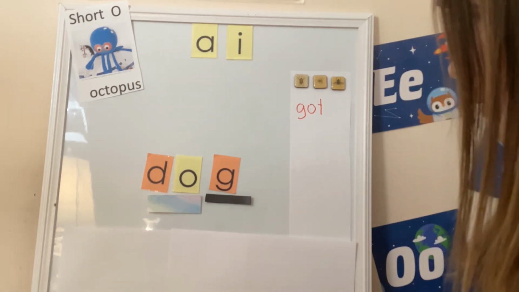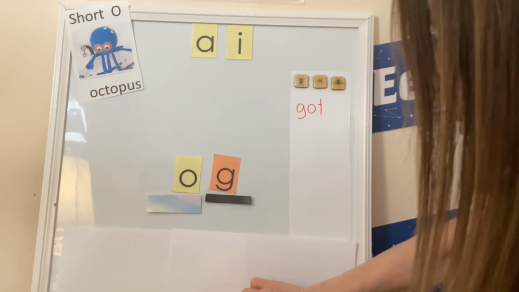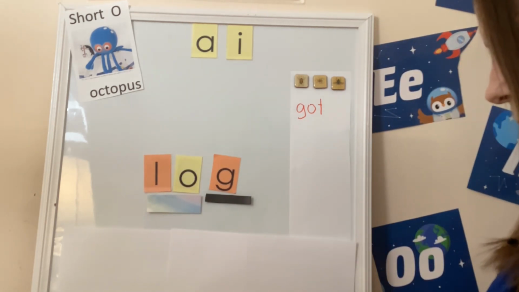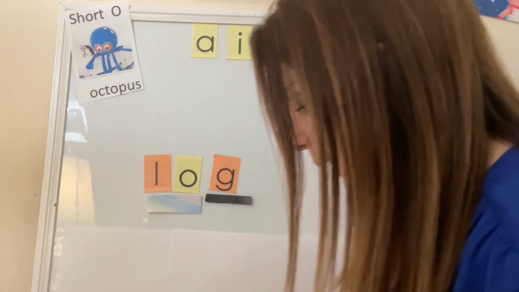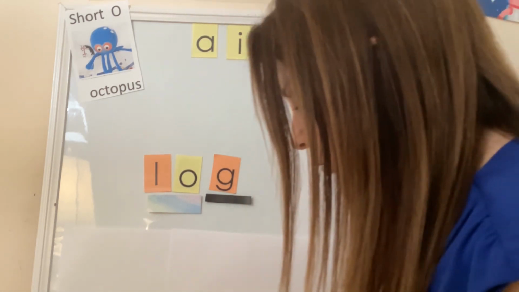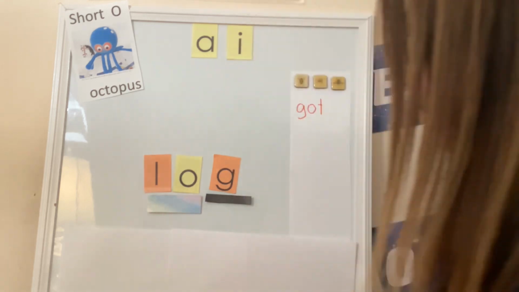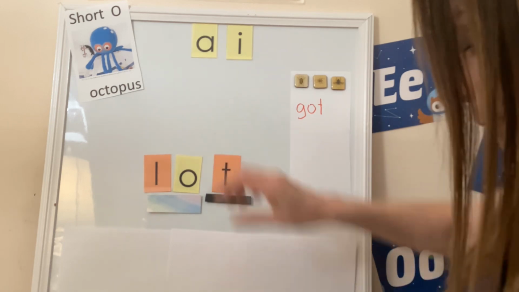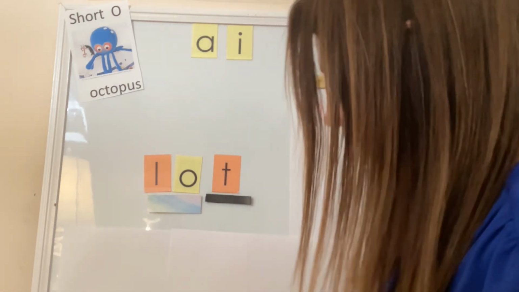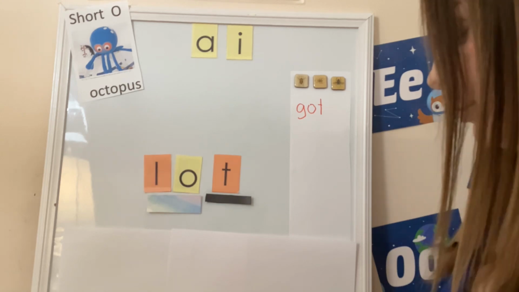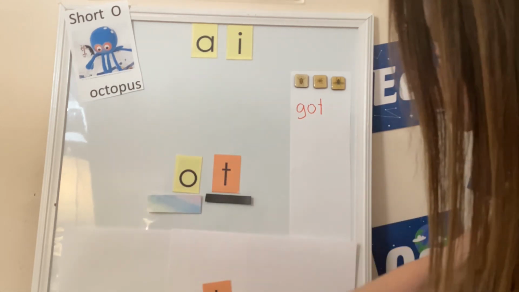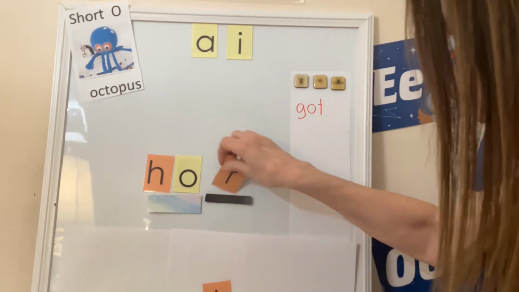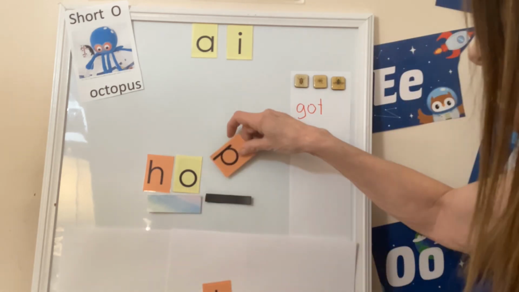And then you can change dog and say, can you read that? See if they can read it. And then maybe you could say to them, can you change log to lot? See if they can do that. And maybe lot to hot. And then it can be your turn, and you can change it and see if they can read it.